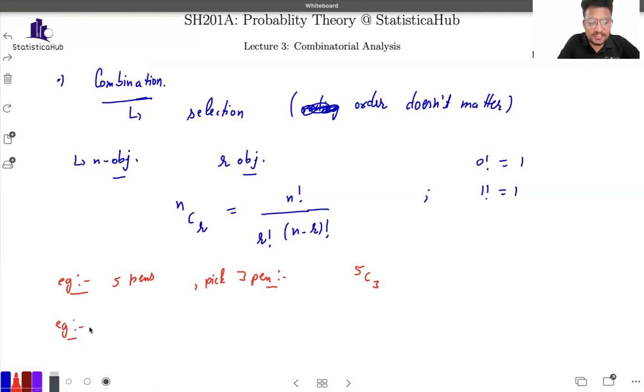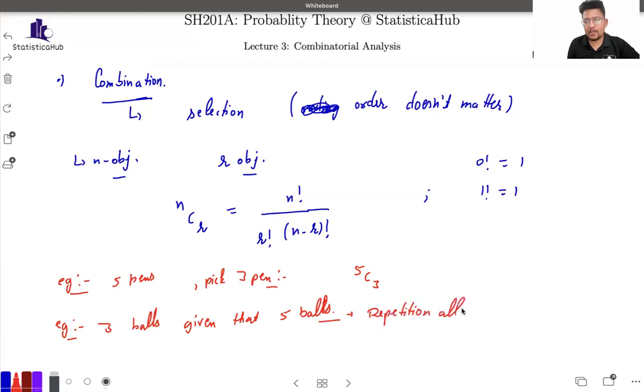Okay. Then there is one more example that you'll find in the case where there is some repetition. Just consider that you have to choose 3 balls, given that we are given 5 different balls. And in this case, you can allow repetition. Okay, this is slightly different. In this concept, you can say that we have pens A, B, C, D, E. So you can pick A, B, C, then A, B, D, then A, B, E.